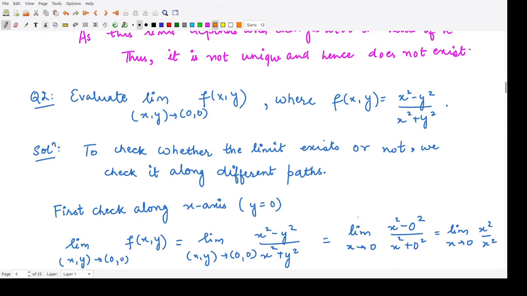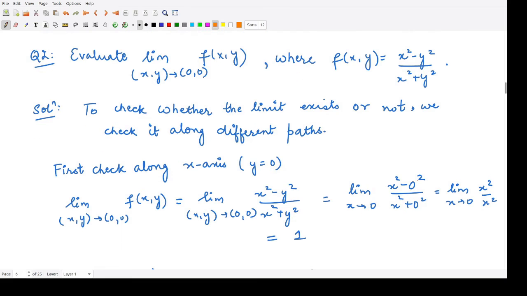So next we see another example. Here the function is given to be x square minus y square divided by x square plus y square. We have to evaluate the limit whenever xy goes to the point 0, 0. So now to check this limit, we will again check it through different paths. First path that I am considering here, because the point here is 0, 0. So then our curve is this one, x-axis.